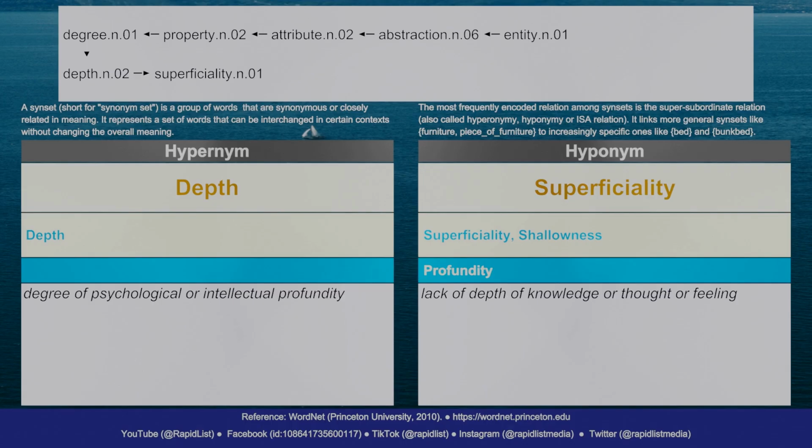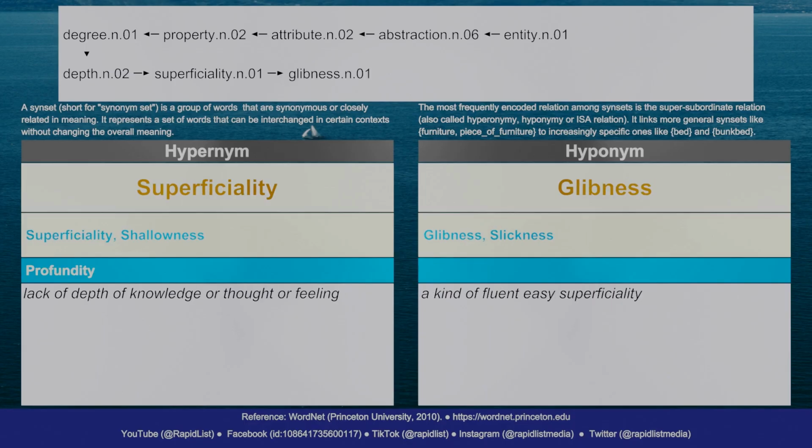Superficiality. Lack of depth of knowledge or thought or feeling. Glibness. A kind of fluent, easy superficiality. The glibness of a high-pressure salesman. Sciolism. Pretentious superficiality of knowledge.